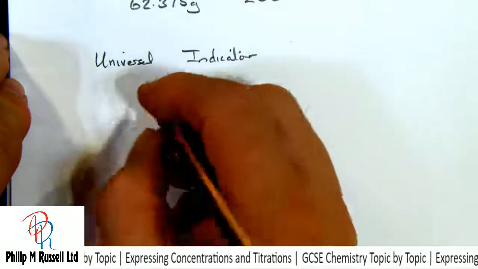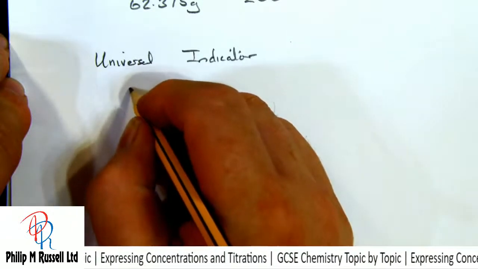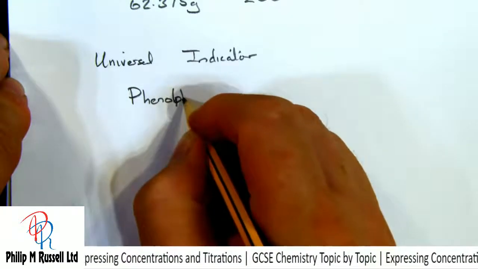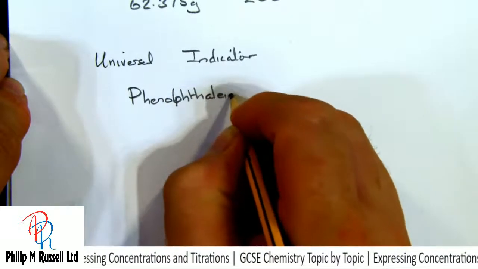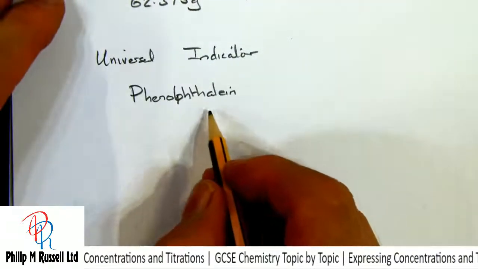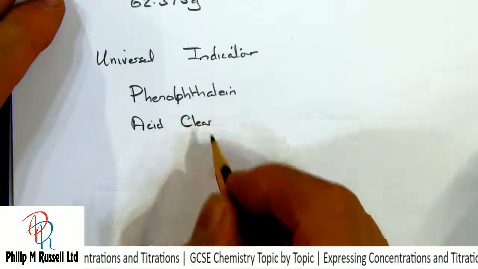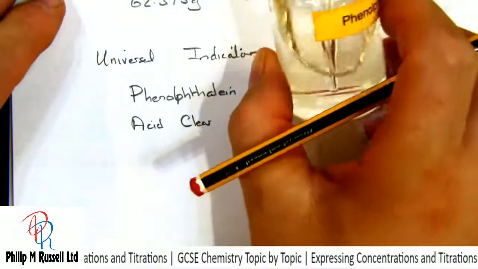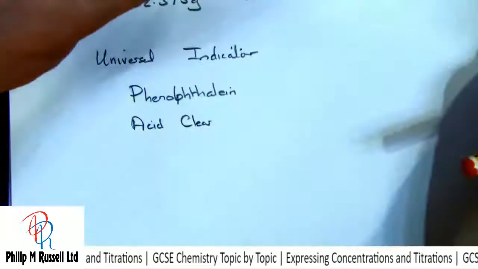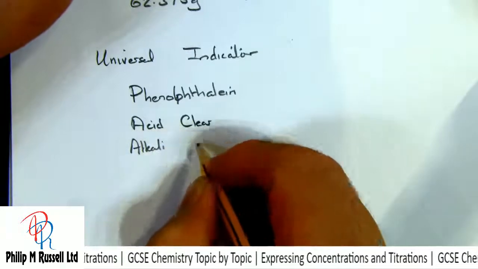But universal indicator is actually made up from, as I said, several different ones. And one of those is one called phenolphthalein. Now, phenolphthalein is an odd liquid in that when it is acid, it's clear, and when it's in alkali, it's pink.